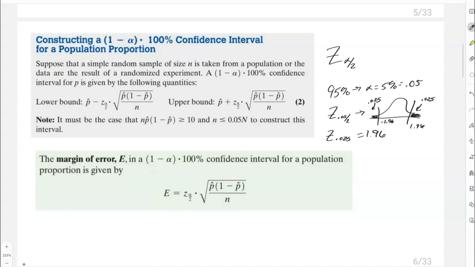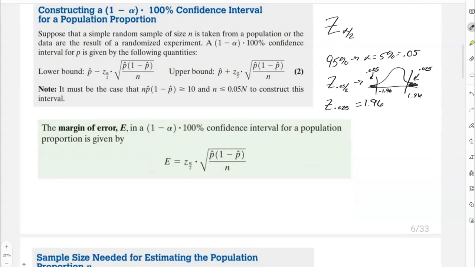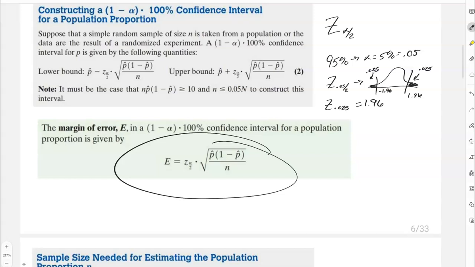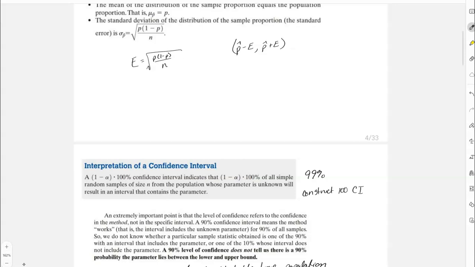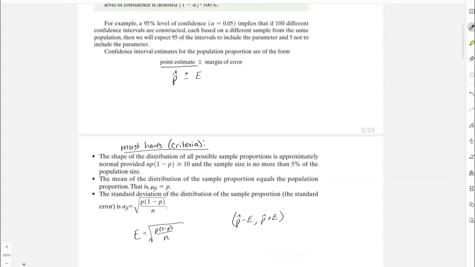So our margin of error is going to be z alpha over 2 times the square root of p hat times 1 minus p hat divided by n. This is our formula for the error, and I made a mistake earlier when I called this the error. This is not the error. This is the standard deviation of the sample proportion, of the distribution of the sample proportion. So I apologize for that error.